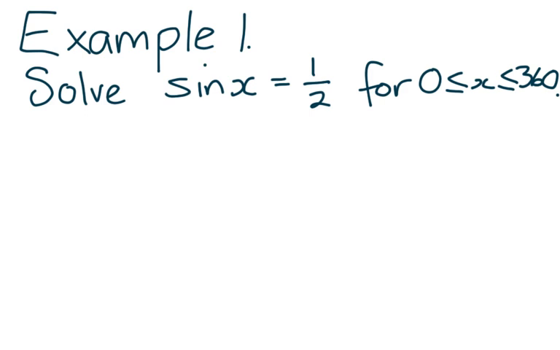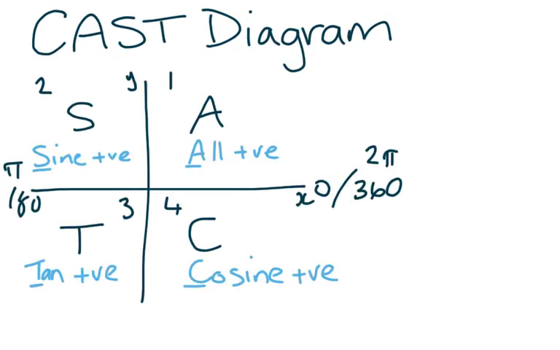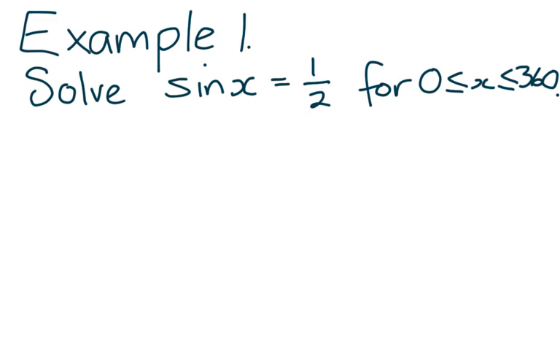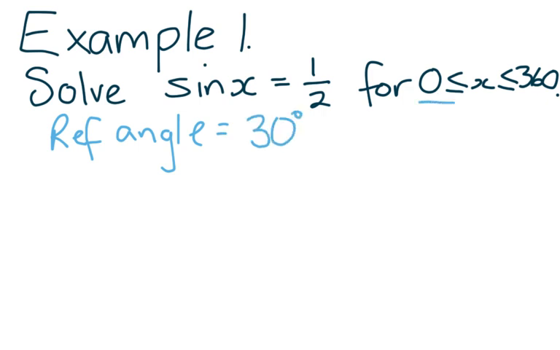Solve sine of x equals 1/2 for 0 to 360 degrees. There are a couple of things you need to know when solving trig equations. One of them is the CAST diagram. The second is your reference angles for exact values. Here, if we look at sine x equals 1/2, our reference angle is 30 degrees because sine of 30 is equal to 1/2. We write down our reference angle, and I'm using degrees because our domain here, 0 to 360, is in degrees.